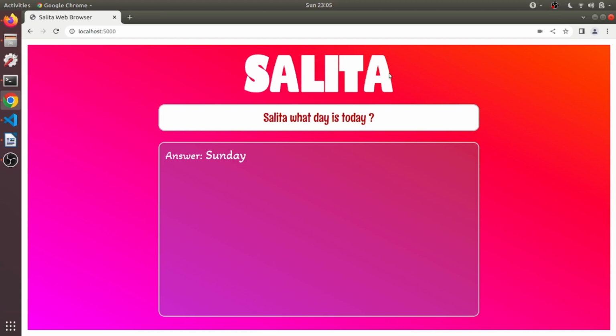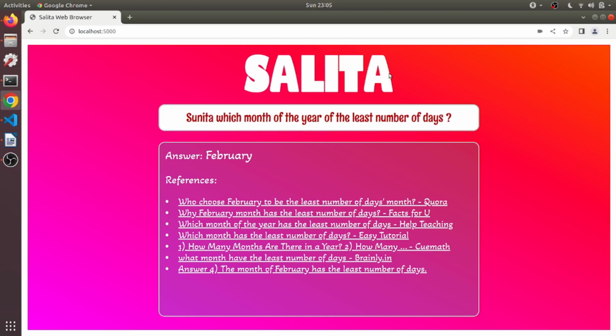So now that we have seen all the 4 built-in commands, let's take a look at another query which it will have to send to the question answering server. Salita, which month of the year has the least number of days? So it's loading. February.